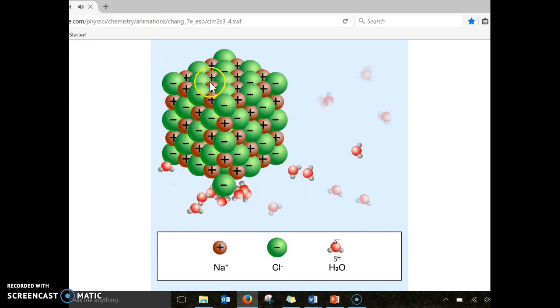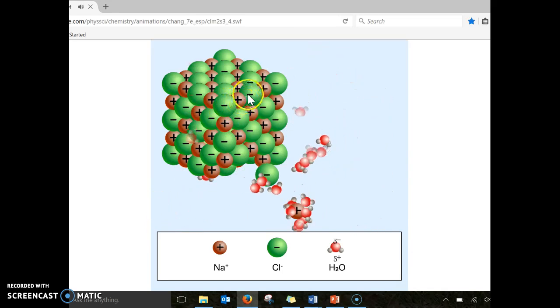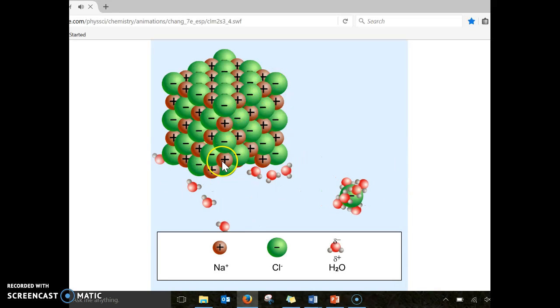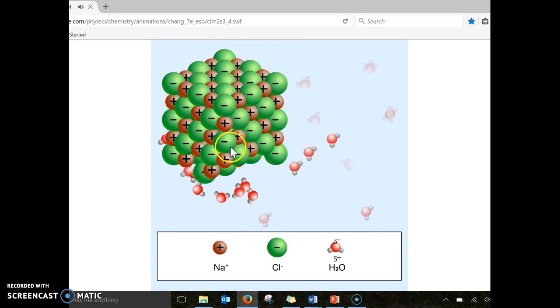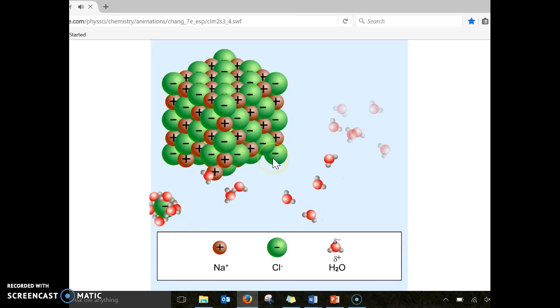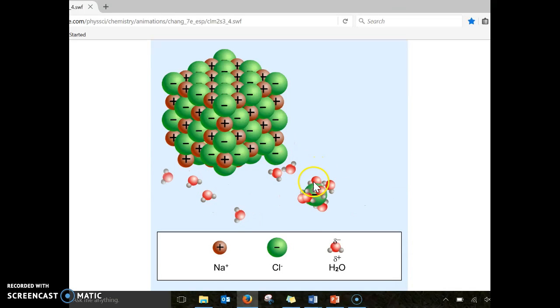So notice we have our solid sodium chloride. Okay, so it's made up of a repeating pattern of positive, negative, positive, negative. And what I want you to notice is what's happening to the water. So at the surface of our ionic solid, the water molecules are breaking the solid apart into the individual ions. And notice how when we have a negative ion pulled apart, it's being surrounded by the positive side of the water, the hydrogen atoms, and the positive ion was being surrounded by the oxygen side.